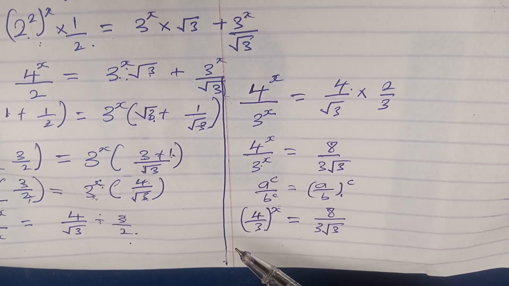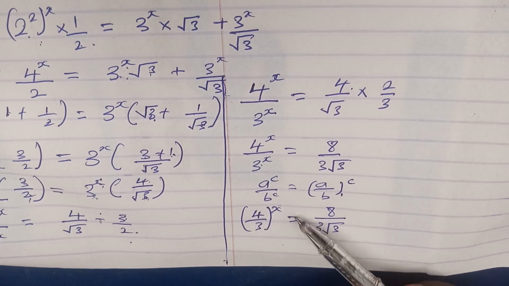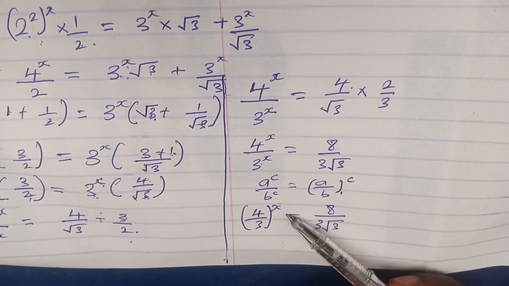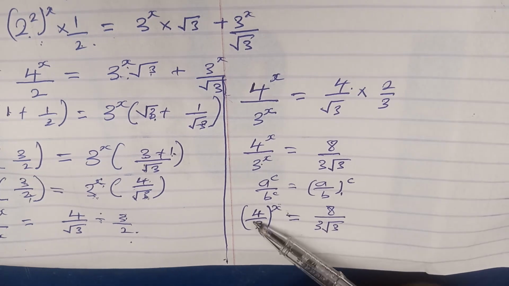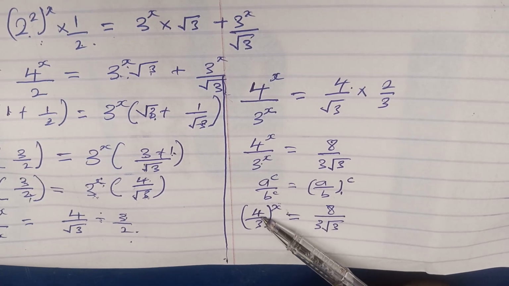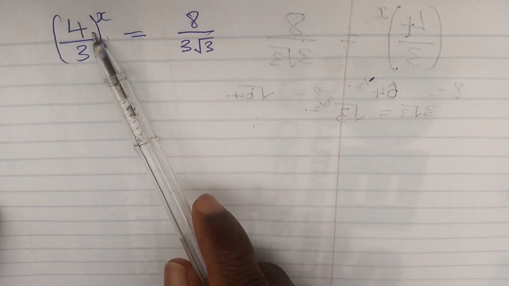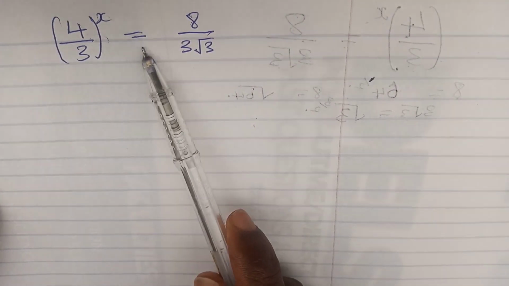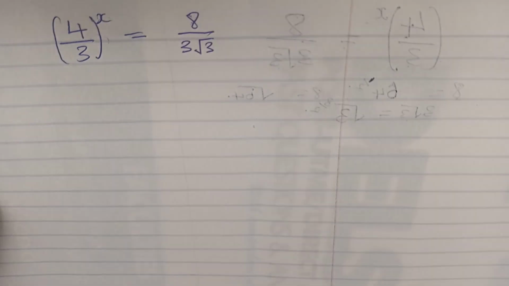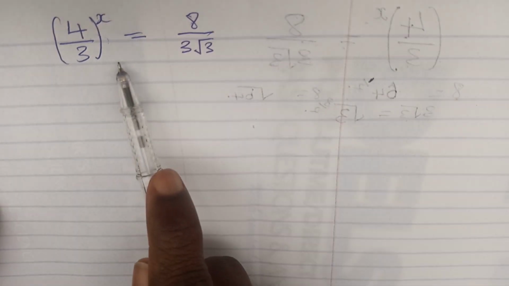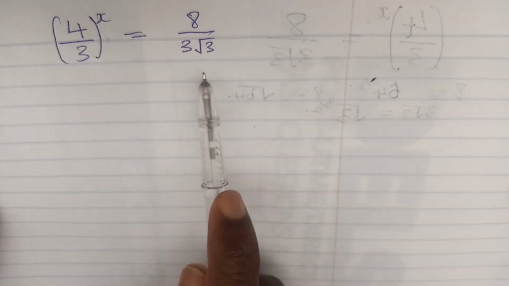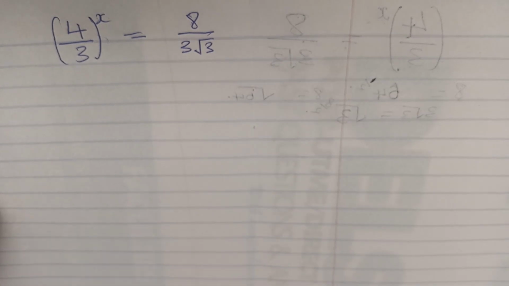Some people can say, okay, we can easily look for x by taking the log of both sides. Actually, I'm not going to apply the logarithm here, but I can still solve this without applying the logarithm. So let's see how I can solve this. We have (4/3) to the power of x equals 8 over 3 root 3, and I said we can look for the value of x without multiplying both sides with the natural log or with the log value. So how can we look for the value of x in this?